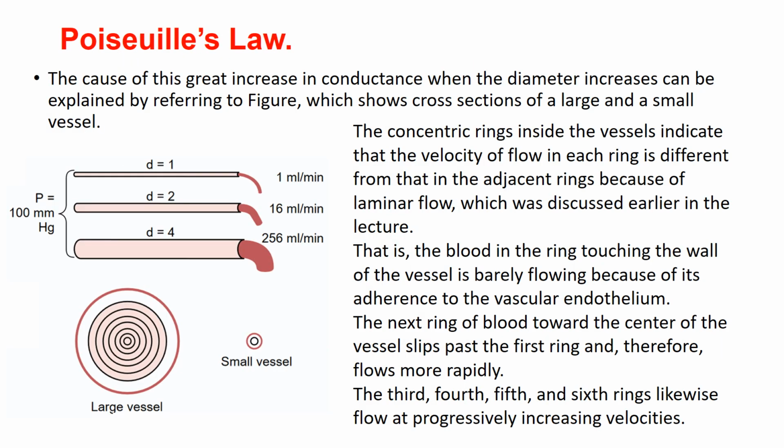Poiseuille's law. The cause of this great increase in conductance when the diameter increases can be explained by referring to the figure, which shows cross-sections of a large and a small vessel. The concentric rings inside the vessels indicate that the velocity of flow in each ring is different from that in the adjacent rings because of laminar flow, which was discussed earlier in the lecture. That is, the blood in the ring touching the wall of the vessel is barely flowing because of its adherence to the vascular endothelium. The next ring of blood toward the center of the vessel slips past the first ring and, therefore, flows more rapidly. The third, fourth, fifth, and sixth rings likewise flow at progressively increasing velocities.